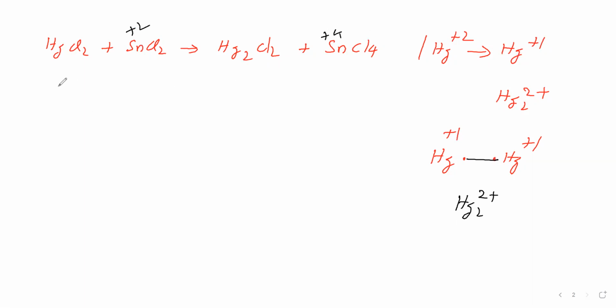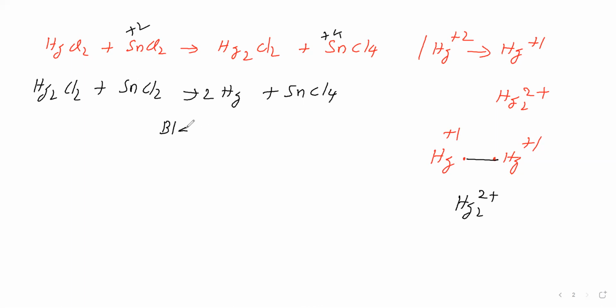Okay. Then next, this mercurous chloride with stannous chloride gives mercury and stannic chloride. Stannous is converting into stannic, and mercurous is converting into mercury. This mercury has a black appearance, otherwise gray appearance.